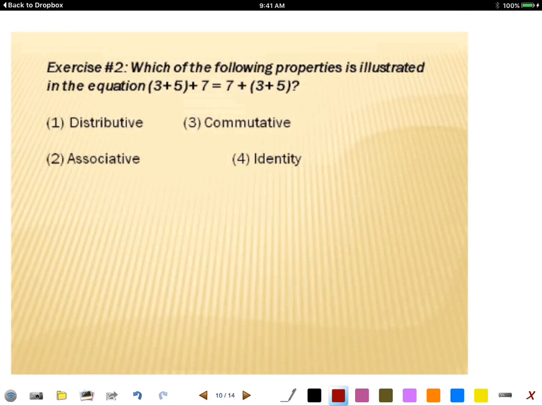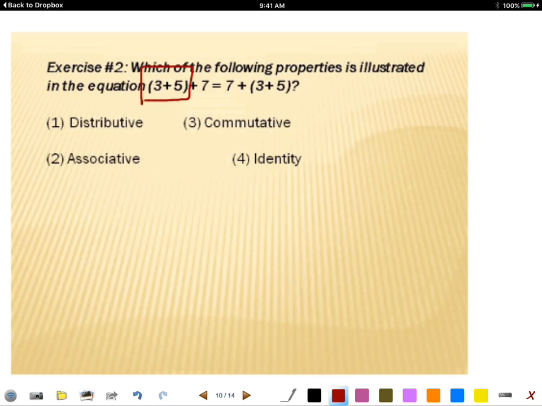All right, next. Which of the following properties is illustrated in this equation that we have here? Which of the following properties, be very careful, is illustrated? Harley? Remember with associative, you're associating different numbers together. We still have the 3 and the 5 in parentheses on both sides. What do you think, Harley? Commutative property, that's right. It's the commutative property.